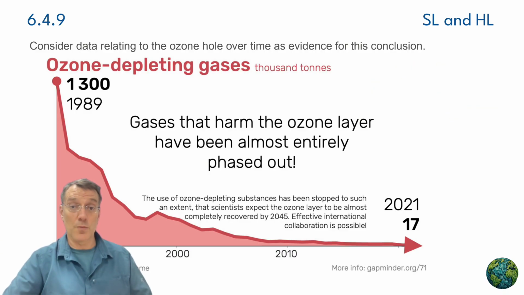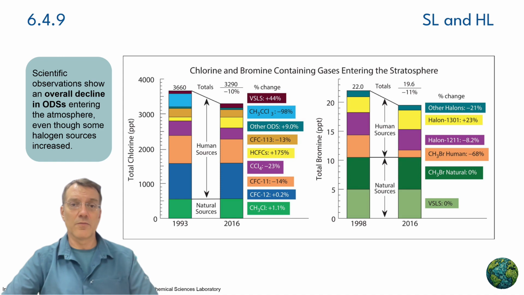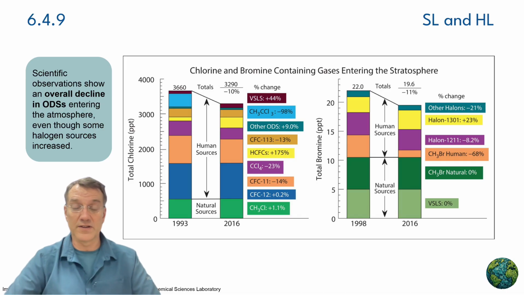Then notice the dramatic decline as the Montreal Protocol was implemented and strengthened. By 2021, total emissions had fallen to just 17,000 tons. That's a decline of over 98%. This scientific data from NOAA, the National Oceanic and Atmospheric Administration, shows overall decline in ODSs entering the atmosphere. The left graph shows the total chlorine and the right shows the total bromine.